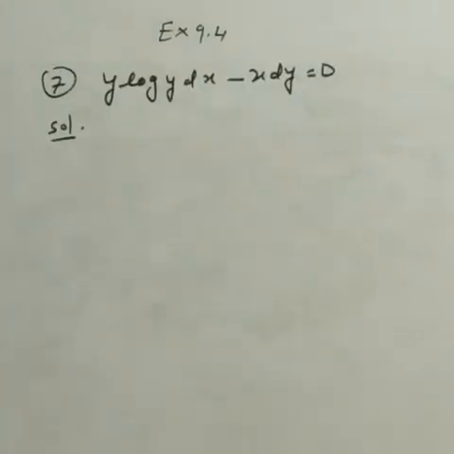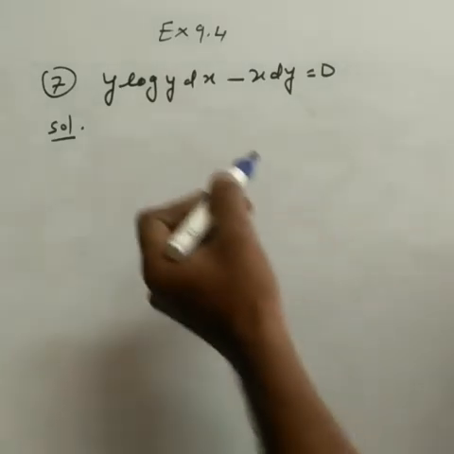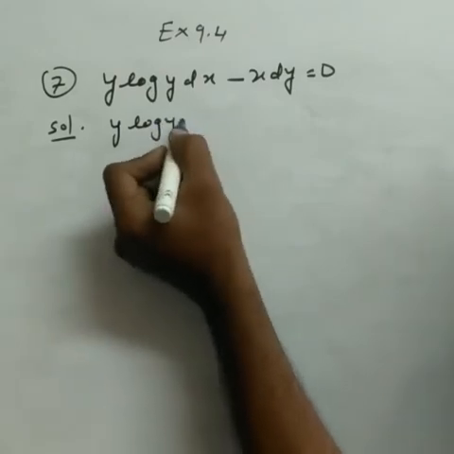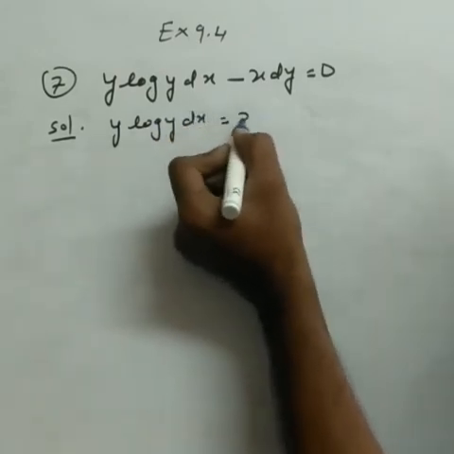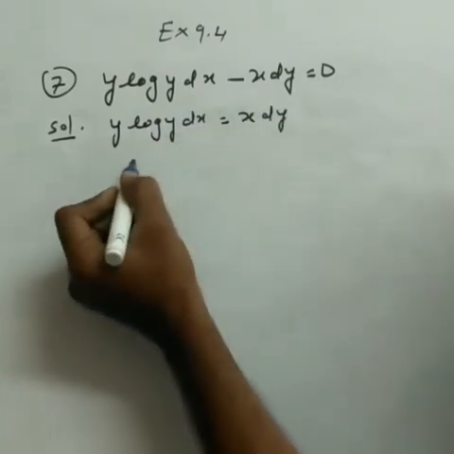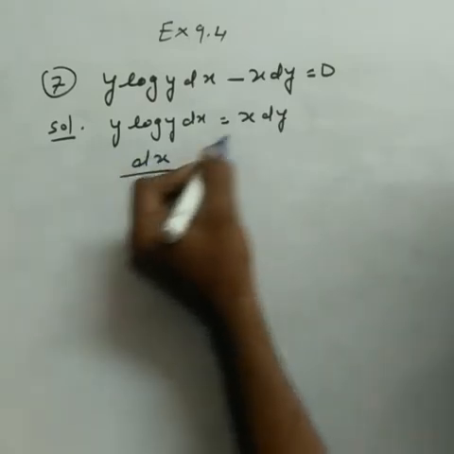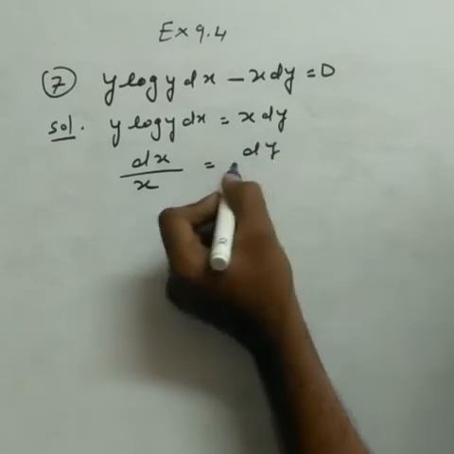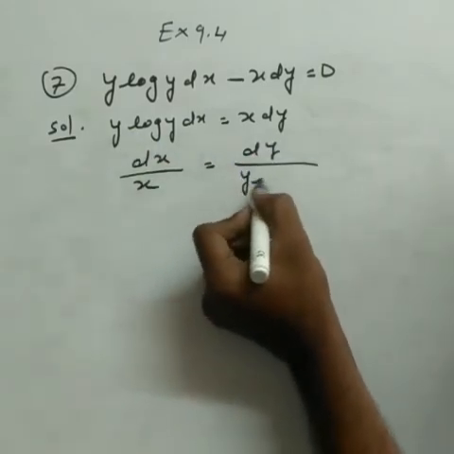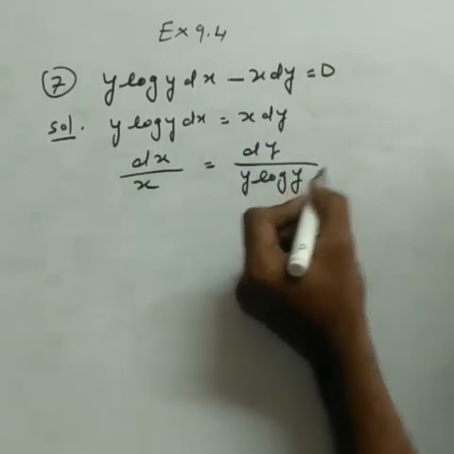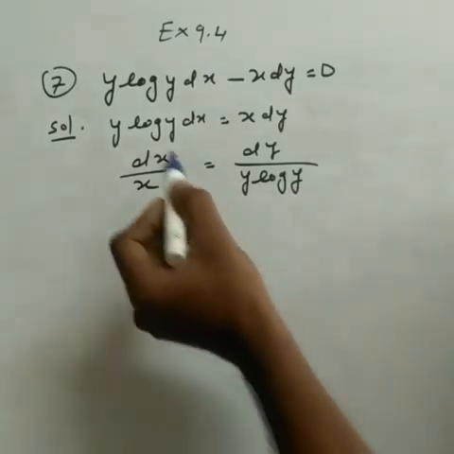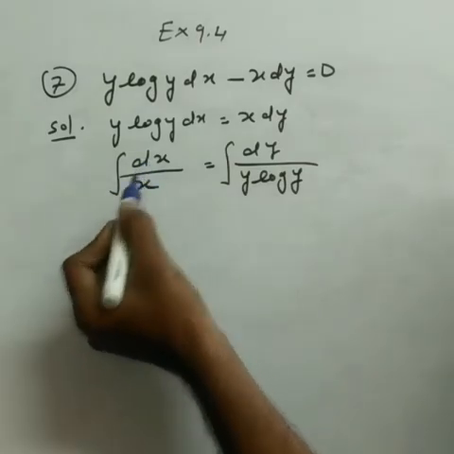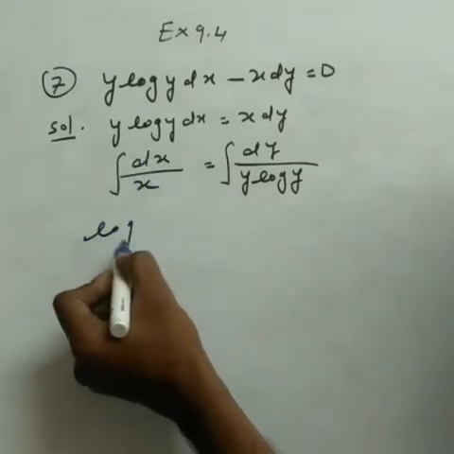Now to solve this differential equation, we'll try to separate the variables. y log y dx equal to x dy. Dx, shift this x here in the denominator, dy, shift this y log y here. Now the variables are separated, we can integrate it. Integrating both the sides, integration of this will be log of x.